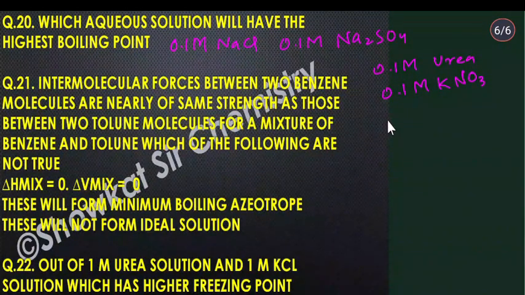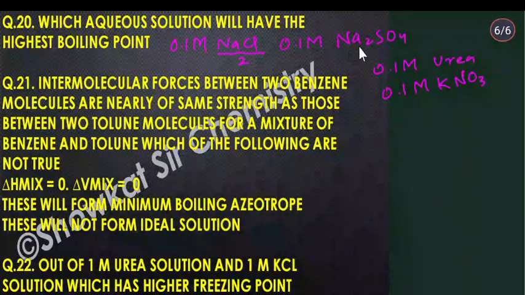So we have already studied colligative properties. Colligative properties, you know, depend upon the number of solute particles, that is, the number of moles. So when it dissociates in water, NaCl will give 2 ions, right? Sodium sulfate will give you 3 ions, right? Urea will not dissociate at all, and potassium nitrate will give you 2 ions.